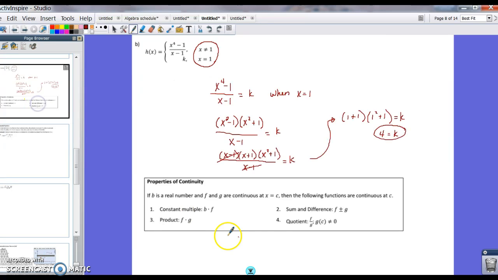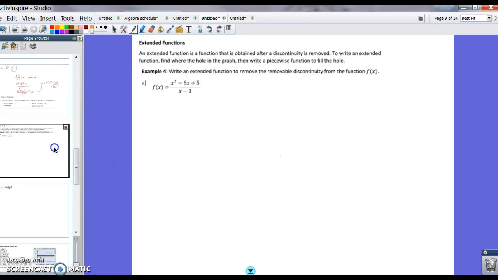The last little bit that was on here I didn't talk about in class, but these are just properties of continuity. Basically, the idea is if you have two functions that are continuous, then you can add them, divide them, multiply them, subtract them, multiply by some constant value, and you're still going to have something that's continuous. Okay, so that's the premise behind that.